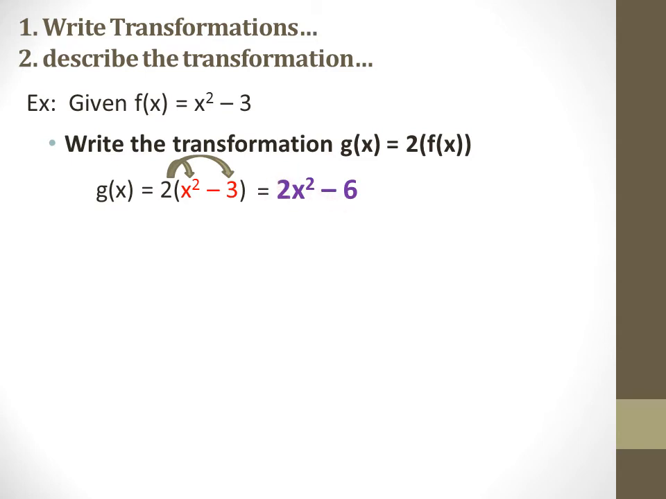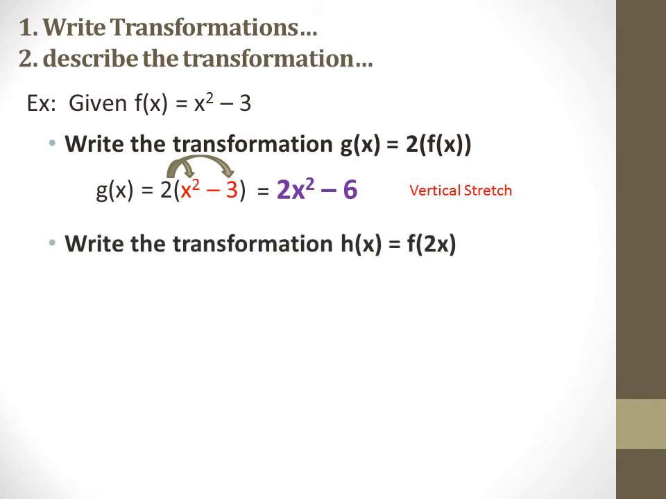This is our actual transformation function written as an equation. To describe this, notice there's a value of 2 out in front. If you look back on our rules, this means that there's a vertical stretch going on by a factor of 2. Let's take a look at another one. Let's write the transformation f of 2x instead of 2 times f of x. This is different. Notice how 2x is inside the parentheses here. When we talked about composition of functions, this is exactly what we're doing in this case. We're going to sub in 2x wherever we see an x into our parent function f of x, and we're going to simplify.